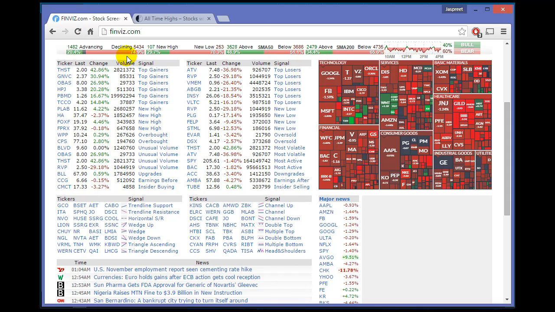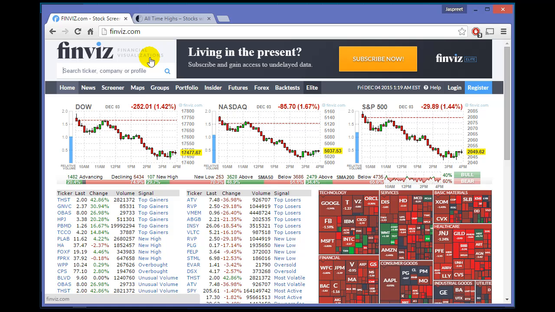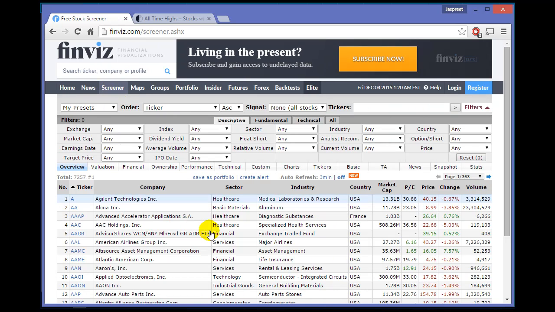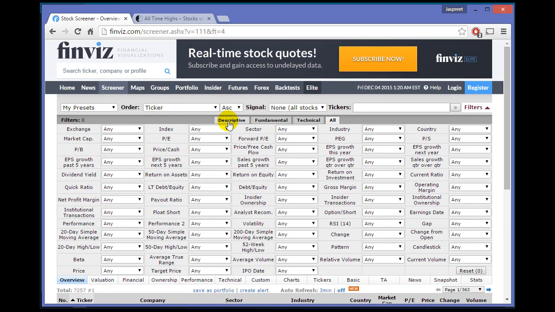So the first one is finviz.com. Again, these are free resources out there. Feel free to take the best benefit out of them. They're there for some kind of a purpose to fill. So go to finviz.com, then you select on screener. Once you select on screener, you'll get this page. Click on All. This way you're looking at descriptive, fundamental, and technical.